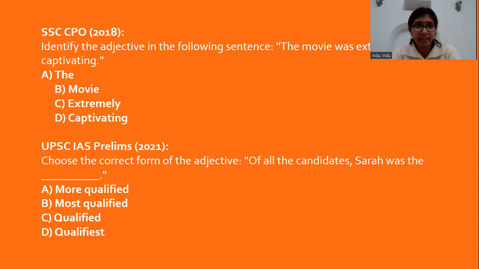Right? Choose the correct form of adjective. Of all the candidates, that is, we are referring to more than 2 candidates, Sarah was the most qualified in any way. The most qualified, the is definitely followed by the superlative degree, right? And qualifiest is not a word in the English language. It's the most qualified, you know?